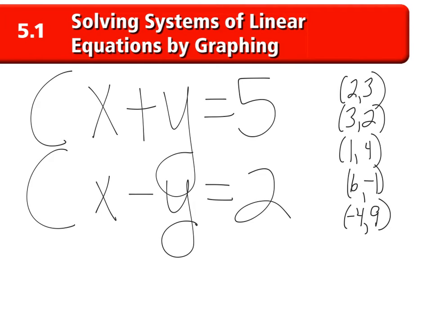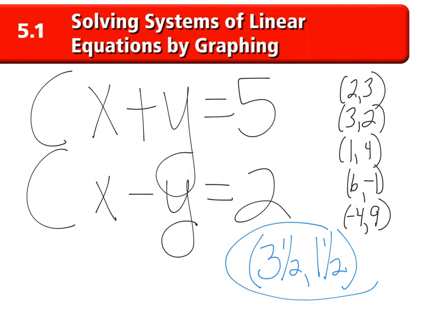So, once again, there's an infinite number of solutions for each equation. But if you graph these equations, they are going to intersect at one point, and it is the one point that makes both of these equations true. And if you did this correctly, your answer is going to be that. 3.5 plus 1.5 would give us 5. In addition, 3.5 minus 1.5 would give us 2.